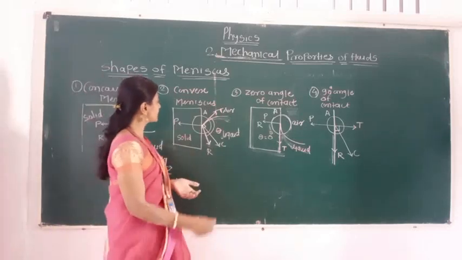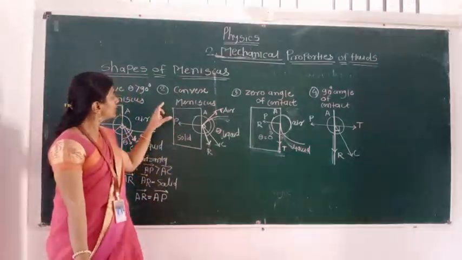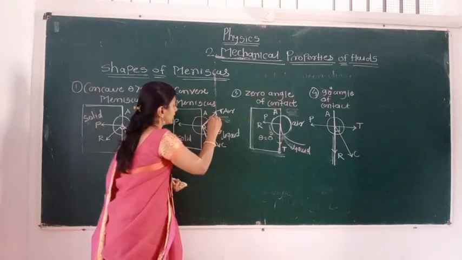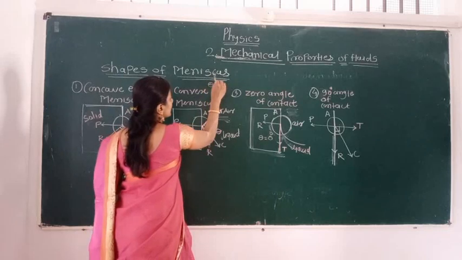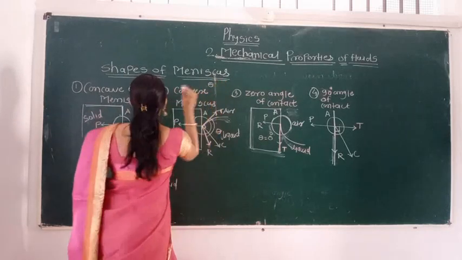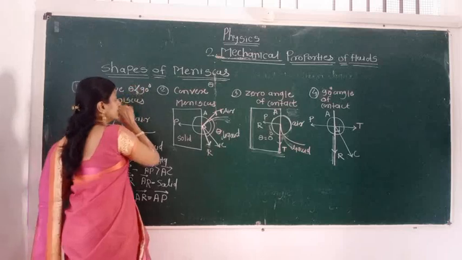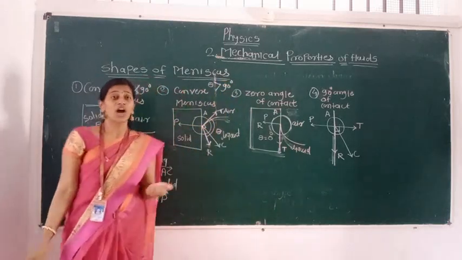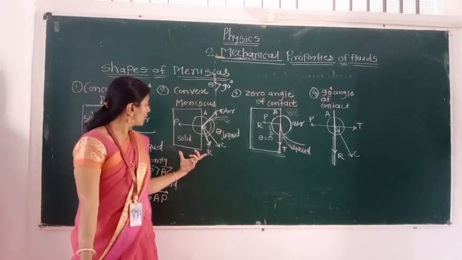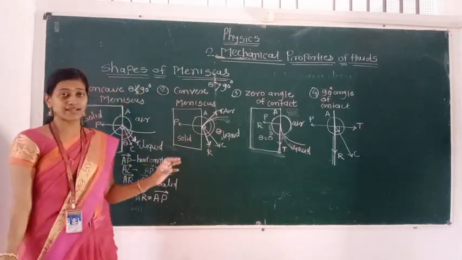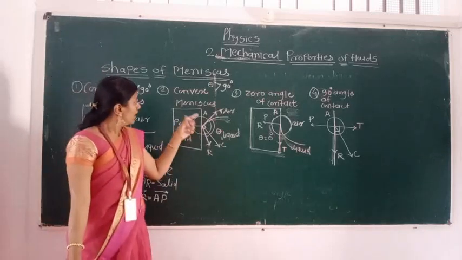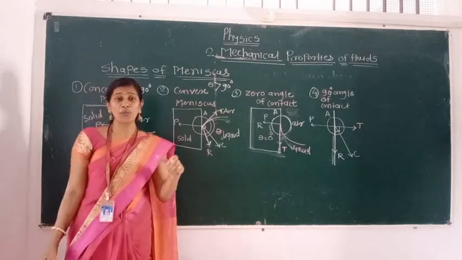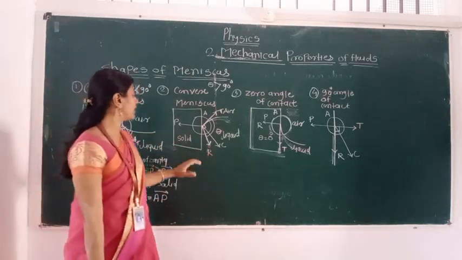It is a convex meniscus. In that, see here, the acute angle is not present in this case. In the previous case theta is less than 90 degrees, and in this case theta is greater than 90 degrees. We can say the obtuse angle. In this case we have taken mercury and glass. So the obtuse angle of that meniscus, otherwise the convex shaped meniscus, is shown in that diagram.